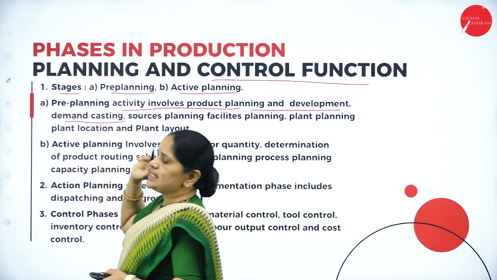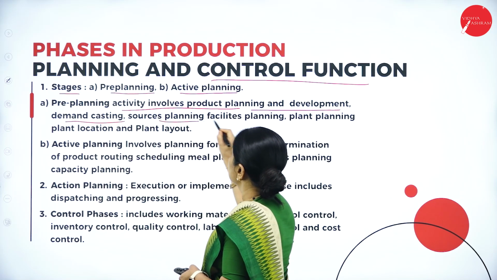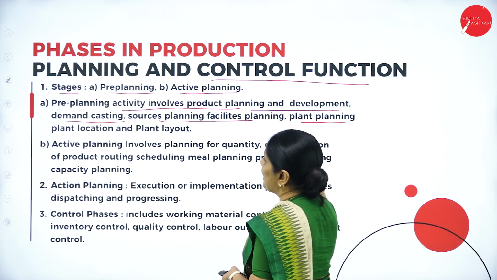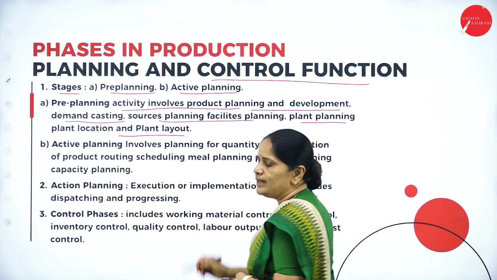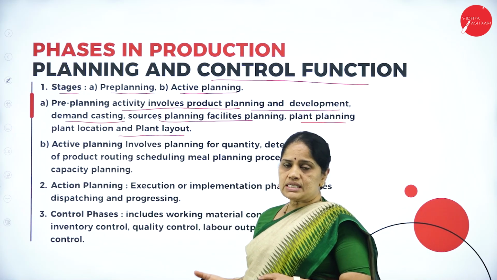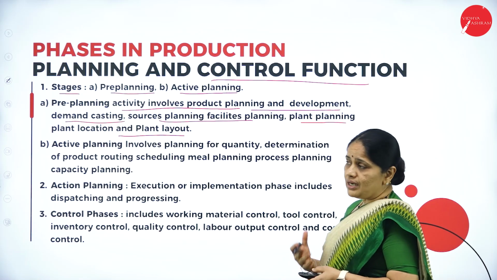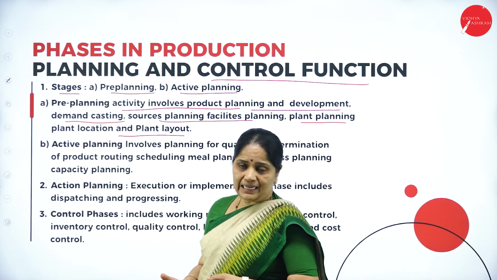Then demand forecasting. That is, you have to forecast the demand for the product, sources planning, facilities planning, plant location and plant layout. So, what are the sources, what are the resources needed and what are the facilities you have planned for the production, plant location and the plant layout.